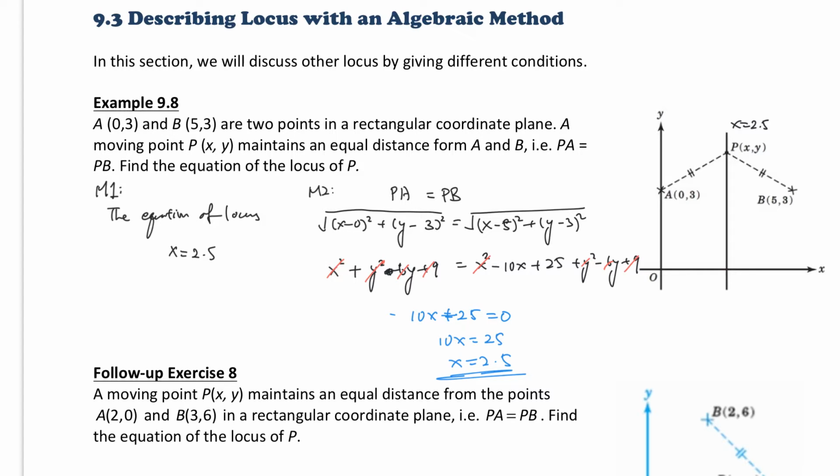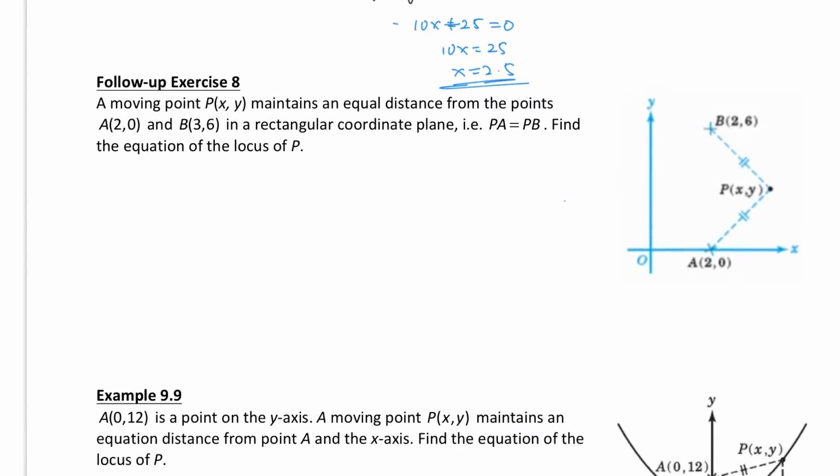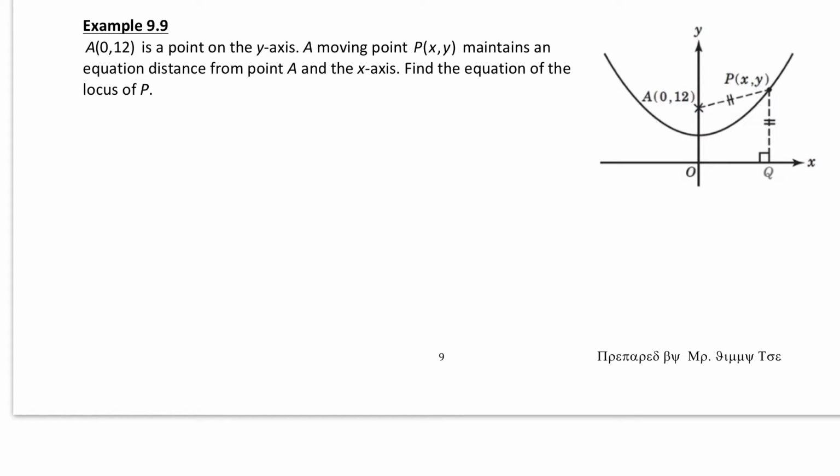Let's see example 9.9. Same idea. I know A is a point on y-axis. It's a fixed point, (0, 12). A moving point P maintain an equal distance from point A and x-axis. That means P is a point maintain an equal distance between one point and one straight line, x-axis. What's the shape of the locus? If you remember, the shape is parabola.